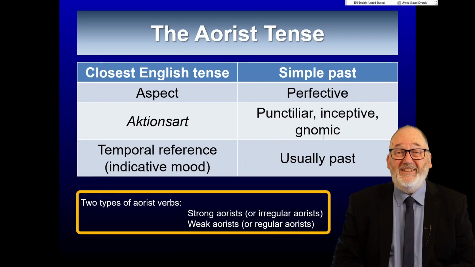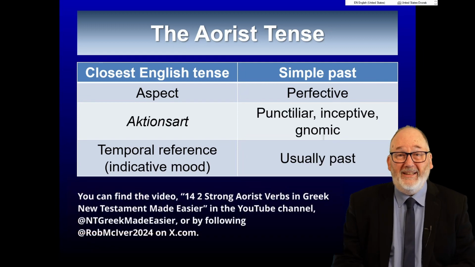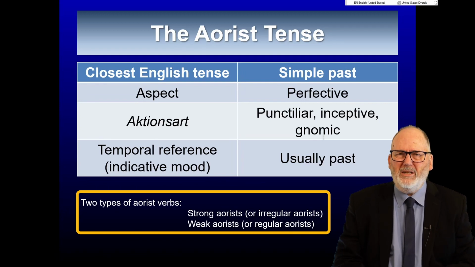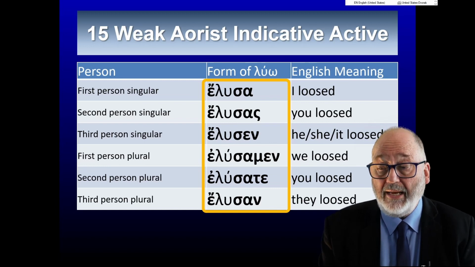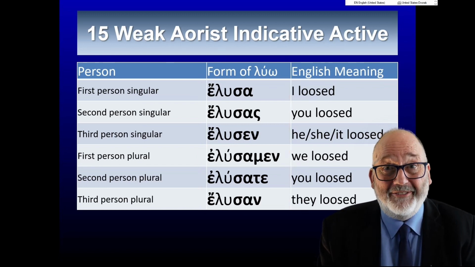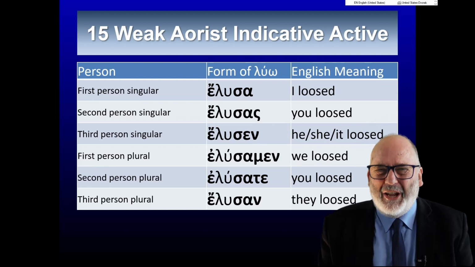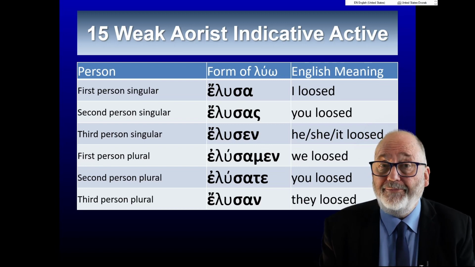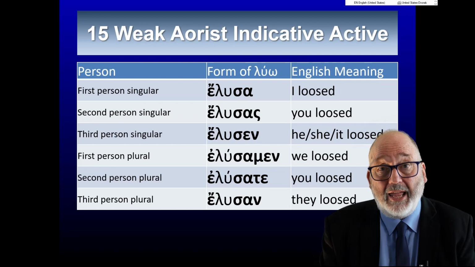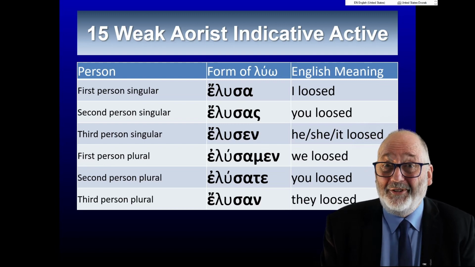Now, there are two kinds of aorists, the strong or irregular aorists, and there's another video on that, and the weak aorist, the regular aorist, which is the topic of this video. So let's look at a paradigm of a regular verb, in this case, luo. And as you can see, it is elusa, elusas, elusen, elusamen, elusate, elusan. Well, that's reasonably straightforward, isn't it? Yes and no. It has some added complications. You will see that every ending begins with a sigma, and that causes interesting things to happen with many verbs. We'll see that in a second.